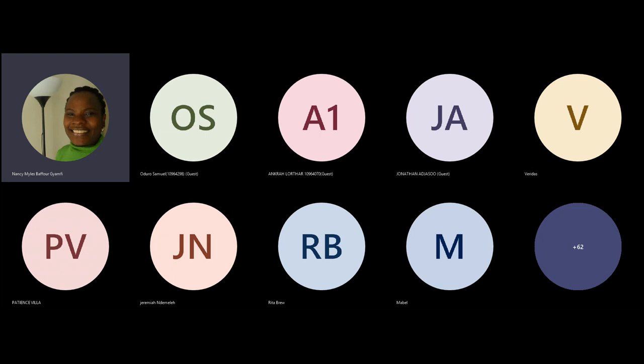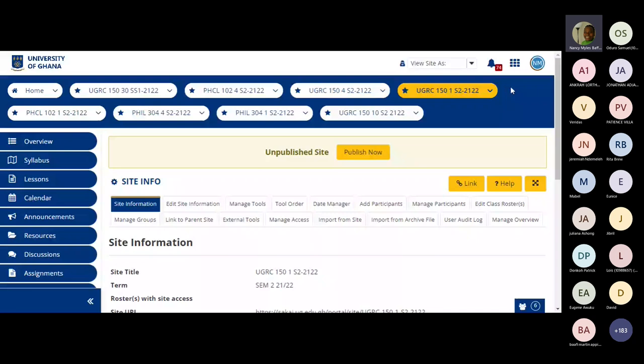Let me quickly inform those of you who may be worried that they see more than one UGRC 150 at their course site. You see, when you go to your UGRC, currently you will see this. I'm sharing a screen, so if you can see, then please look. You see that I'm highlighting something. This is UGRC 151, S2 2122, okay? UGRC 151, this one, this is describing the main course site where all of you were.